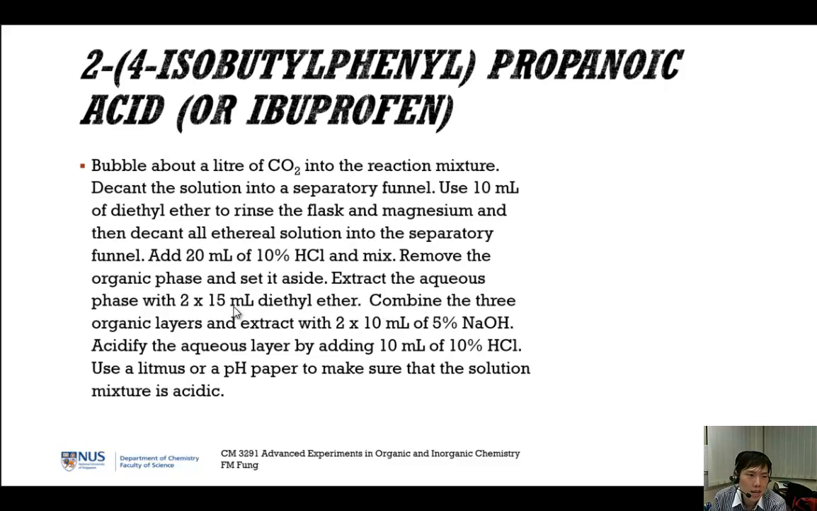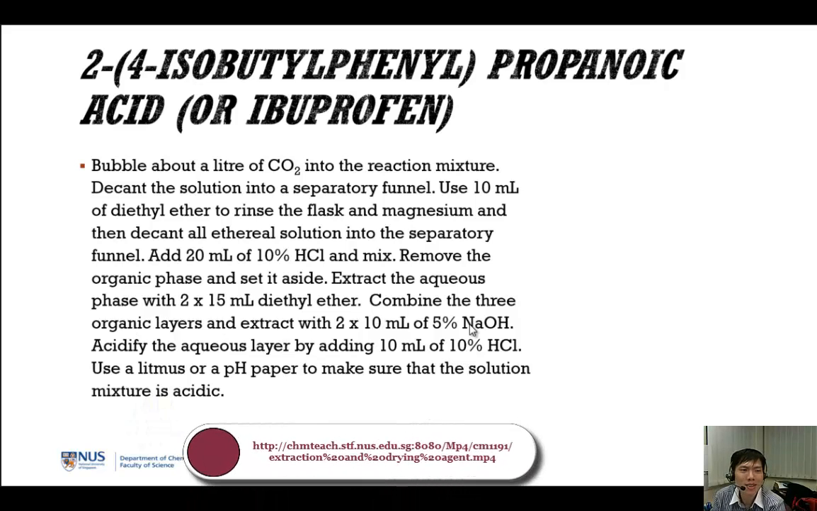So extract the aqueous phase with 2 times 15 ml ether. Combine the organic layer and extract again. You see, combine the organic layer, extract this with NaOH, a base. Just now with an acid, now with the base. What's going on? Again, you need to think, okay? It's not that hard as it seems. Then, acidify the aqueous phase by adding an acid, HCl. Use the limits of pH paper to make sure it's acidic. Then you have to do this.